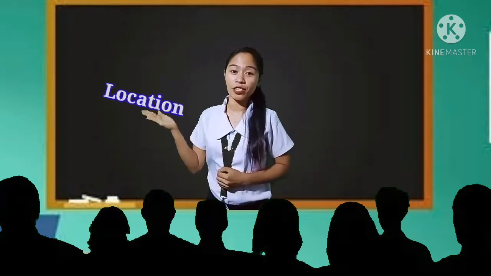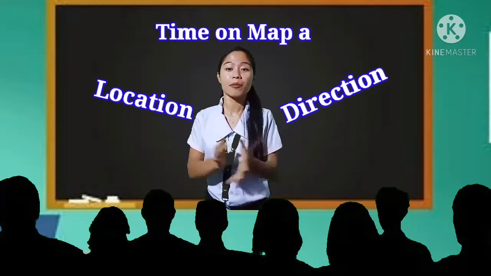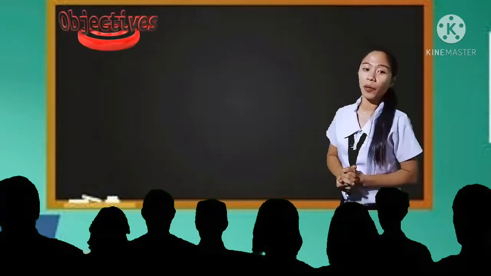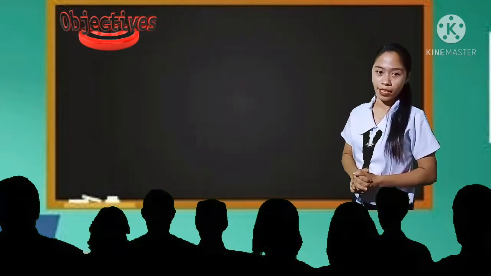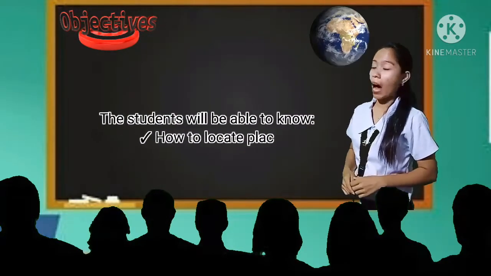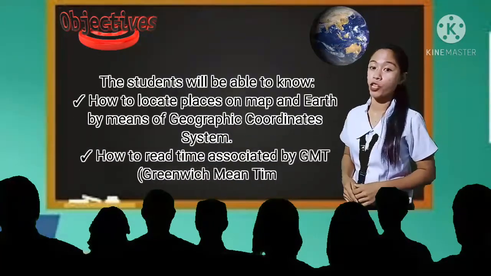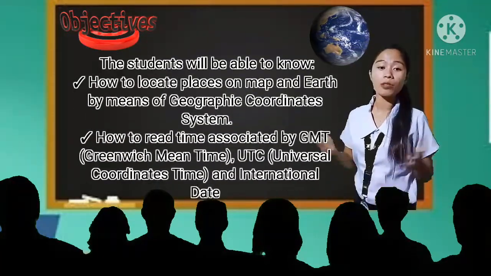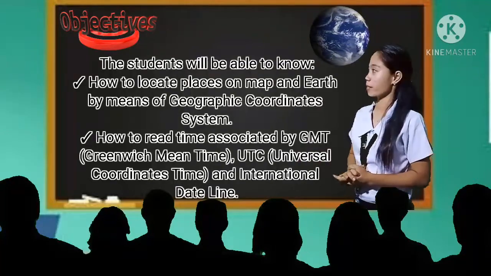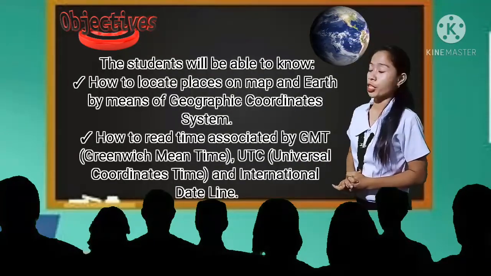Good morning, class. On this day, we will tackle location, direction, and time on map and Earth. Here are now our learning objectives for today's lesson. The students will be able to know how to locate places on map and Earth or globe by means of the geographic coordinate system, and how to read time associated with the GMT, UTC, and International Date Line.